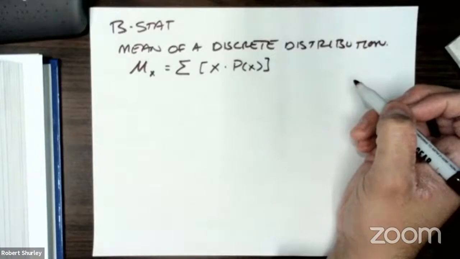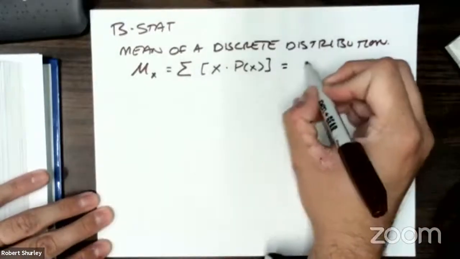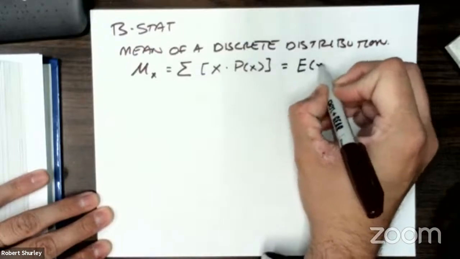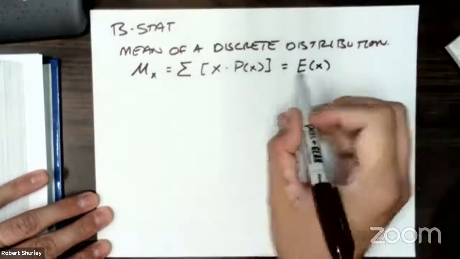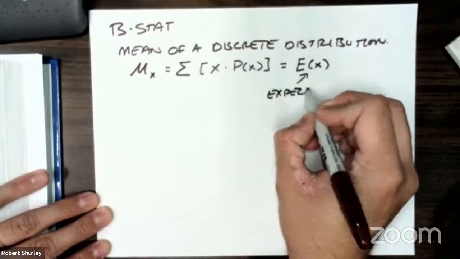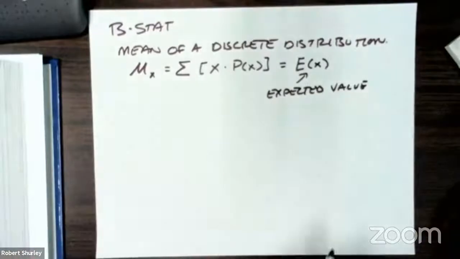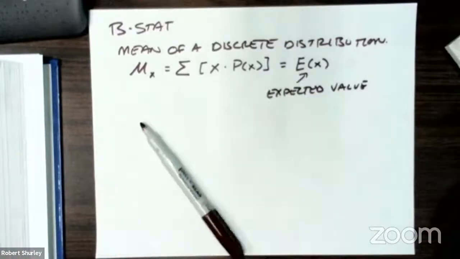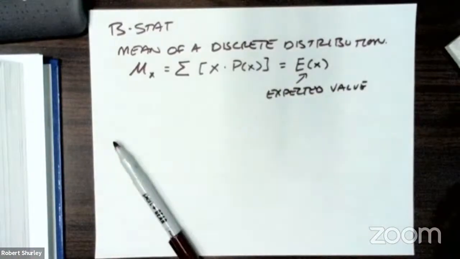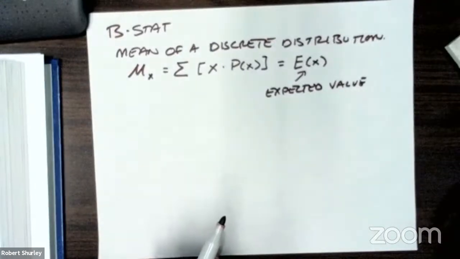And then another name for this is actually expected value. So there's another way to write this, and we use the capital E, and that means expected value. So you'll hear this both ways. Expected value is just the mean of a discrete distribution, okay? And we can talk about this a little bit here.